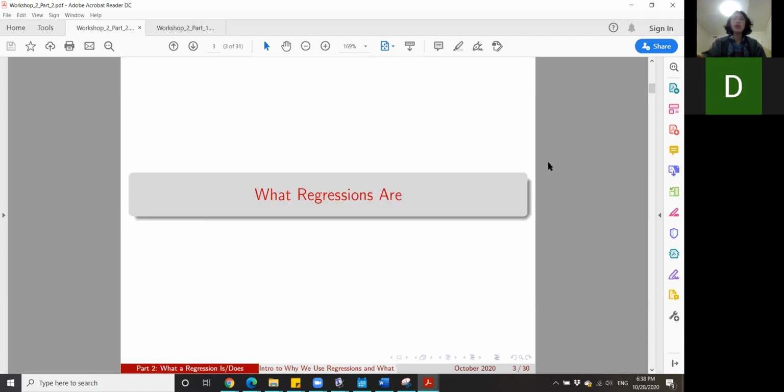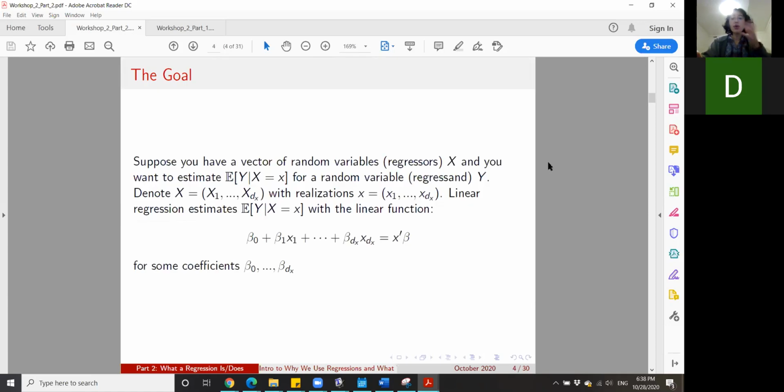So moving on. Now let's move to what regressions actually are. The goal here is, if you have your regressors X, this can be a whole vector of random variables, what you're trying to do with a regression is estimate the expectation of y with respect to x for some random variable y.